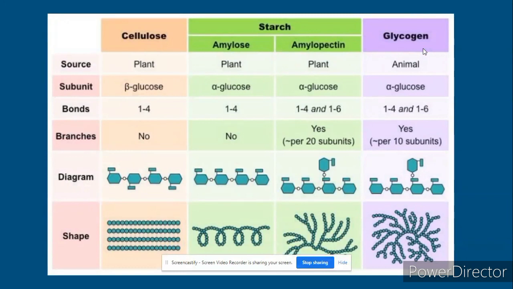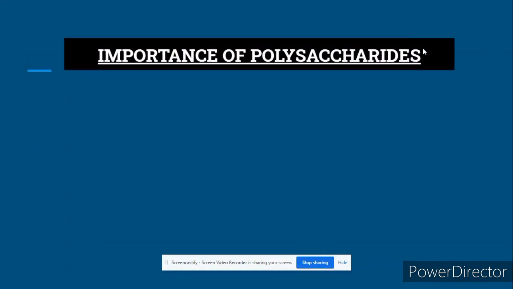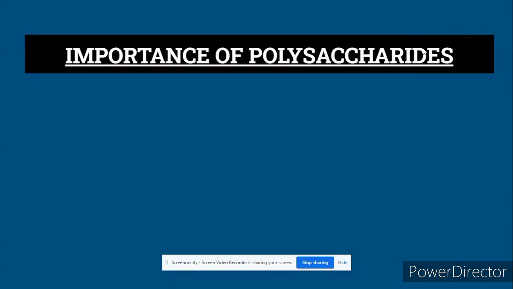Here the whole summary of the starch, glycogen and cellulose is presented in chart form, which highlights its important features. Importance of the polysaccharide. There are various importances of the polysaccharide, and here are the importance of starch, glycogen and cellulose.